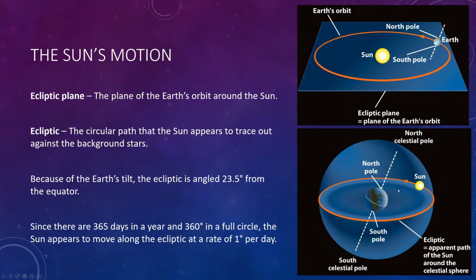So here's the ecliptic plane here, and the tilt of the Earth's axis. So this angle right here between the sun and this axis is 23.5 degrees. Now, interestingly, since there are 365 days in a year and 360 degrees in a full circle, the sun appears to move along the ecliptic at a rate of about 1 degree per day. Right? So 365 and 360 are basically the same number, more or less. So you get about a rate of 1 degree per day of the sun's motion in the ecliptic, from west to east.